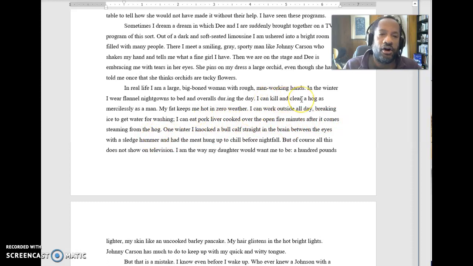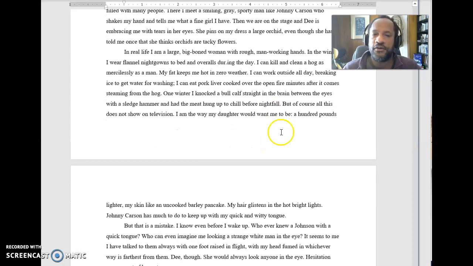Right, so she can kill a hog, right? Obviously, we're not living in the city where people just go around and kill hogs all the time. But she can do that. She can eat that pork liver minutes after it comes out of the hog. One winter, I knocked a bull calf, a baby cow, straight in the brains between the eyes with a sledgehammer and had the meat hung up to chill before nightfall. She works on a farm, right? And she's a tough woman who can take care of herself on a farm.